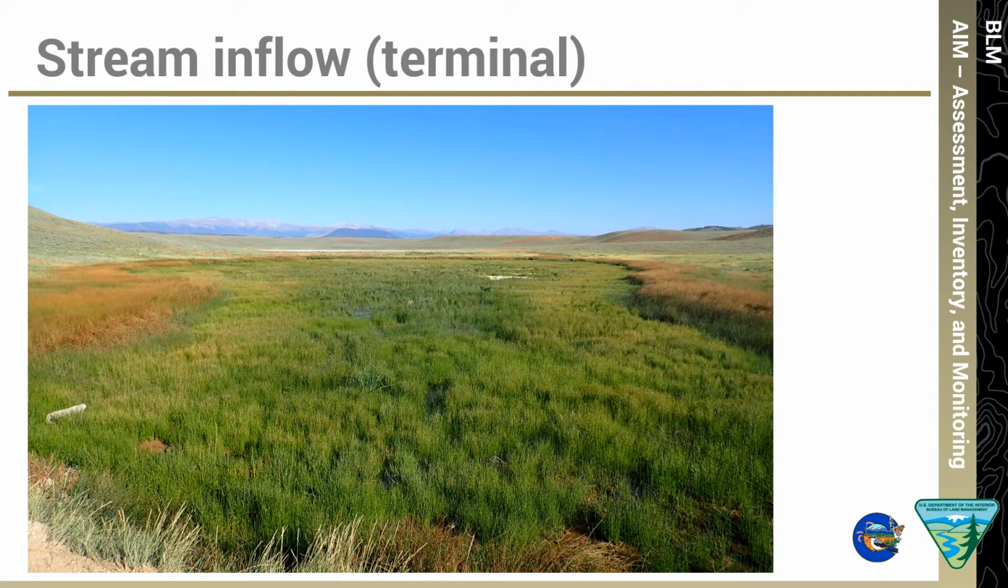In contrast to overbank flooding, stream inflow is reserved for terminal wetlands that receive inflow from streams rather than overbank flooding that flows through the site. In most cases, stream inflow spreads out, pools, and infiltrates across the wetland to maintain high water levels in the soil. High evaporation and salt precipitation is also likely in a terminal wetland.